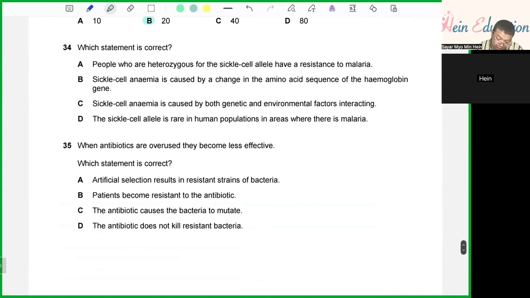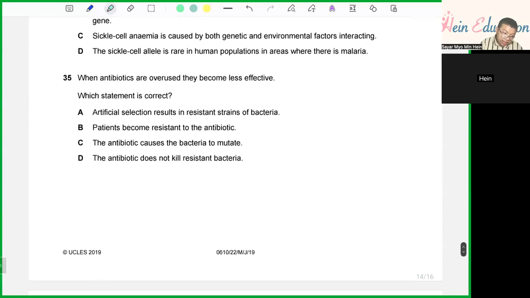34, which statement is correct? People who are heterozygous for the sickle cell allele have resistance to malaria. This is correct. B, sickle cell anemia is caused by a change in the amino acid sequence of the hemoglobin genes. This is not. Sickle cell anemia is not caused by both genetics and environment. Sickle cell allele is rare in humans? No. When there is a lot of malaria, the sickle cell allele will be very common. So the correct answer is A.